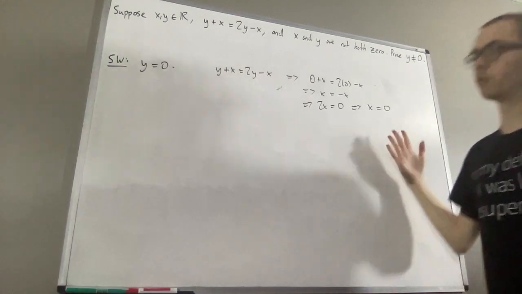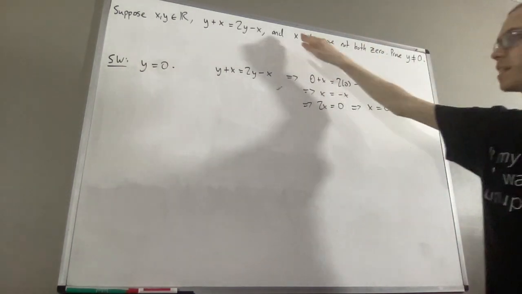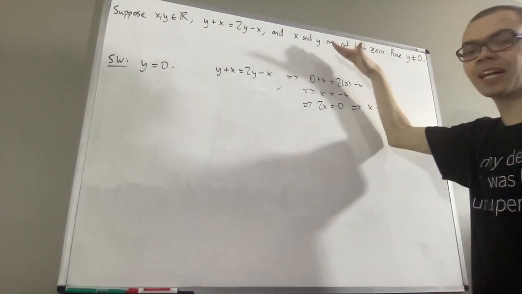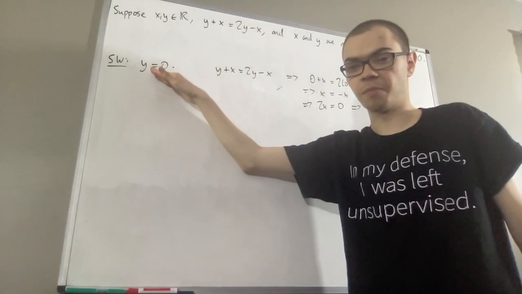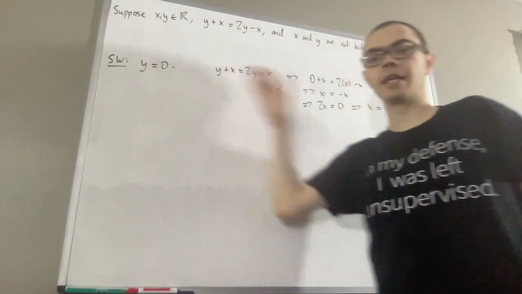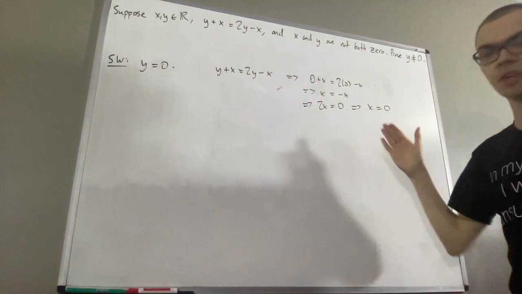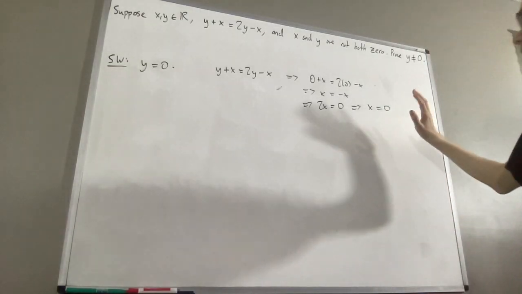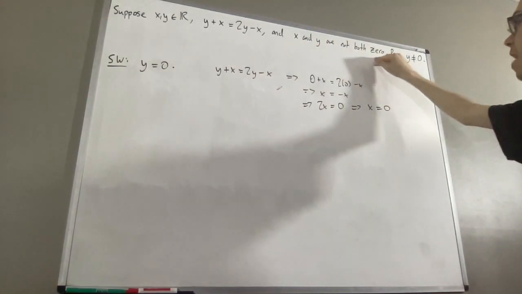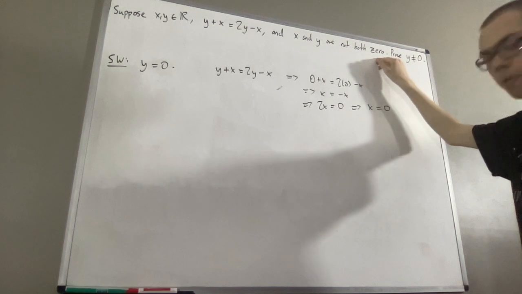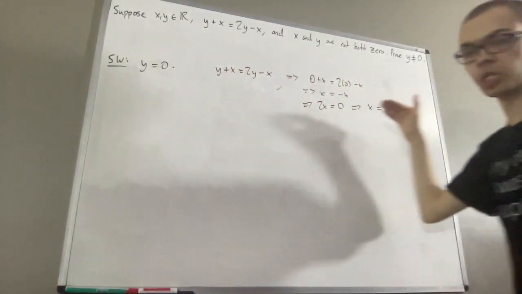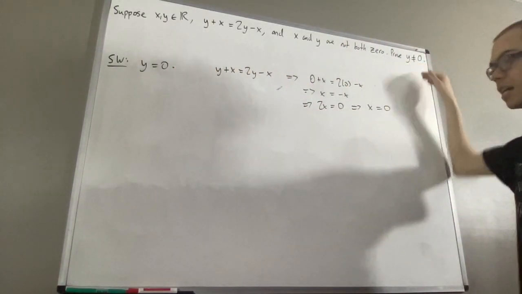Okay, but so what? Well, let's look at the other thing that we're given. We're given that x and y are not both 0. In other words, it is not the case that both x and y are equal to 0. But we've just shown that both x and y are equal to 0. And that contradicts the fact that they're not both 0. We've reached a contradiction, right? So, our assumption that y is equal to 0 leads to a contradiction. So we must instead have that y is not equal to 0.